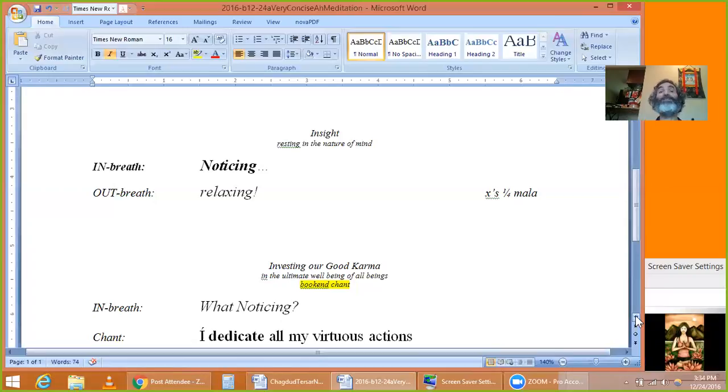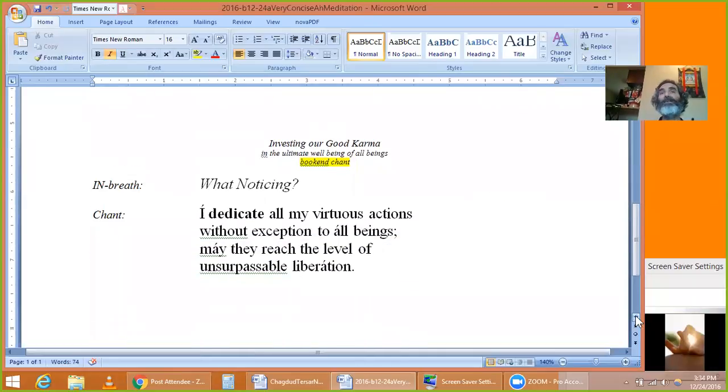We've just generated a lot of positive vibes, a lot of good karma by concentrating, by noticing, by letting go. We're now going to invest that good karma in universal well-being, the ultimate enlightenment of every being on every world, whether they walk or crawl or swim or fly. We can do that right now by reciting, I dedicate all my virtuous actions, without exception, to all beings, may they reach the level of unsurpassable liberation.